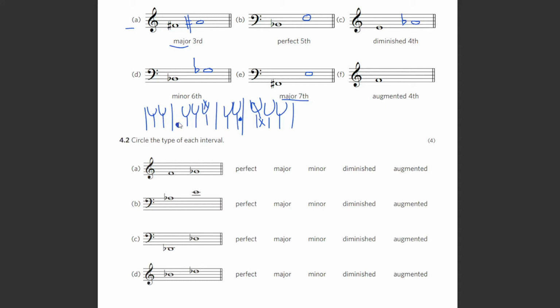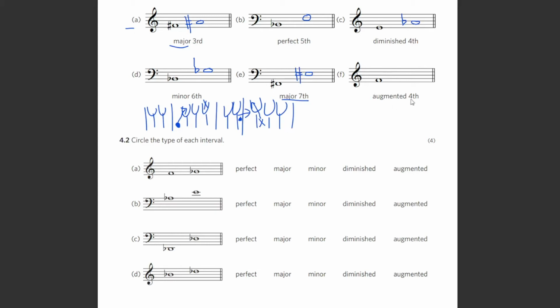So now I have F sharp. I want to retain this space between these two notes. So if I move one semitone closer from F, I must move one semitone away from E so that I remain at major seventh. So it should be E sharp. Because this is E sharp.